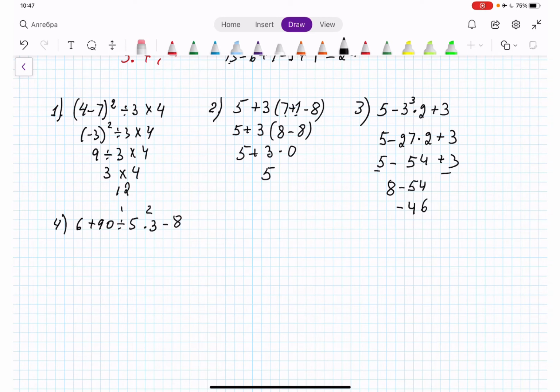Either way. So 6 plus 90 divided by 5, it's going to be 18 times 3 minus 8. So next I have to do the multiplication, because multiplication has higher priority. 18 times 3 is going to be 54 minus 8. Well, 54 positive, 6 positive, I would add together, I would get 60 minus 8, and the result would be 52.